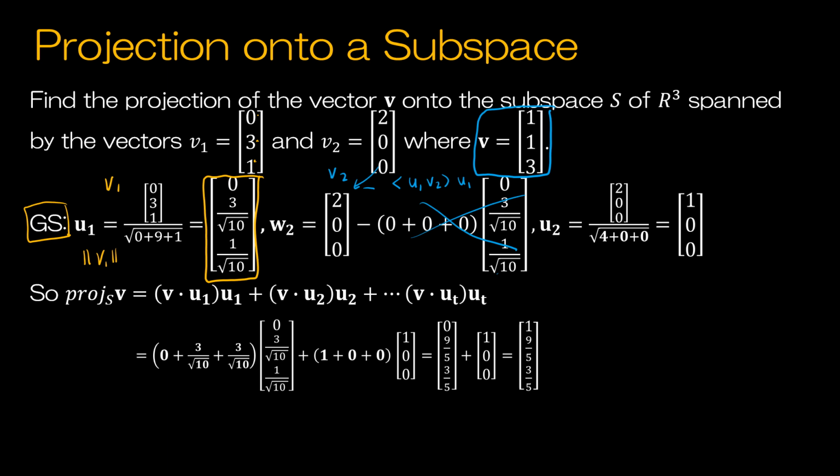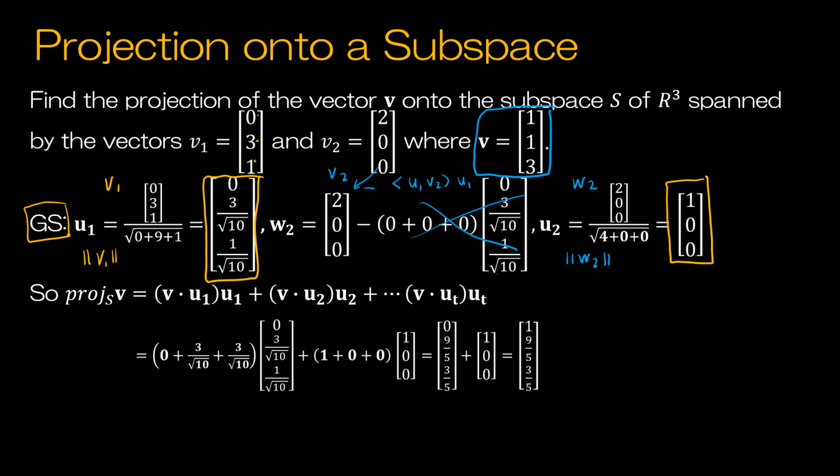2, 0, 0. So this is now W2, and this is the length of W2, which is 2 squared plus 0 squared plus 0 squared, or the square root of 4, which is 2. So notice I've just taken half of 2, which is 1, half of 0, which is 0, half of 0, which is 0. These are my two vectors in the orthonormal basis.